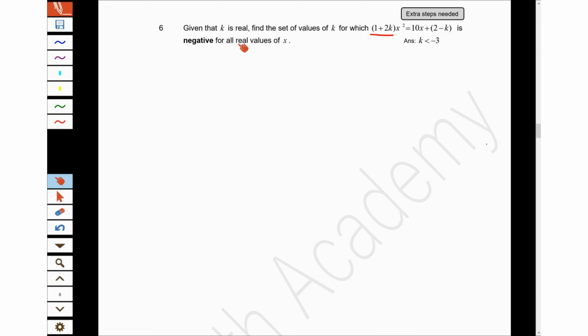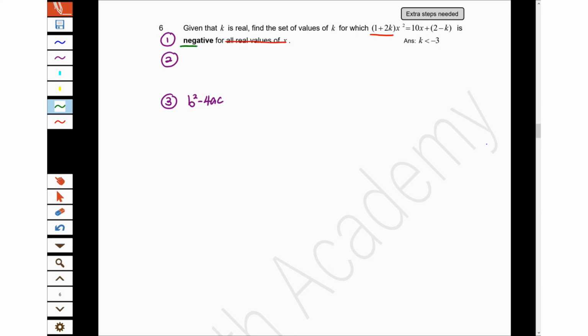Now, just ignore the words real values. This is not important. The word real is important only when you see the phrase real roots. Real roots will be case 4. Real values is just not important. Keyword is the word called negative. So number 1, catch the keyword. Number 2, sketch the graph. Number 3, get the discriminant.